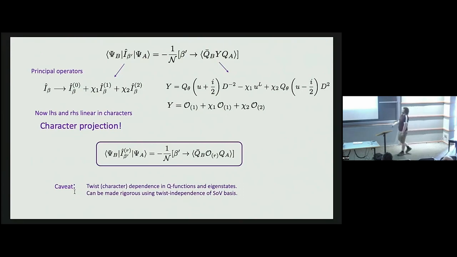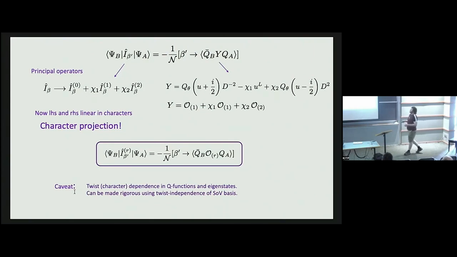Then you say to yourself, okay, this is amazing because the left-hand side and the right-hand side are both linear in characters. Okay, so let's do the most naive thing we can, and let's declare that the left-hand side coefficients are equal to the right-hand side coefficients. All right, and this is a technique which we call character projection. And now there's a huge caveat, because this would be fantastic if there was absolutely no other twist dependence in the game.